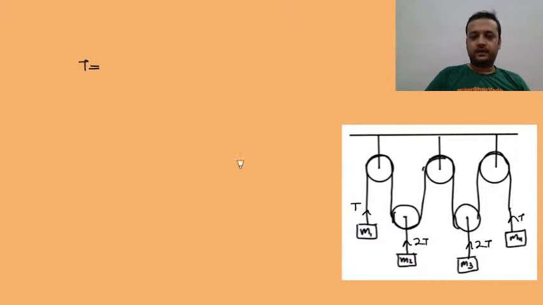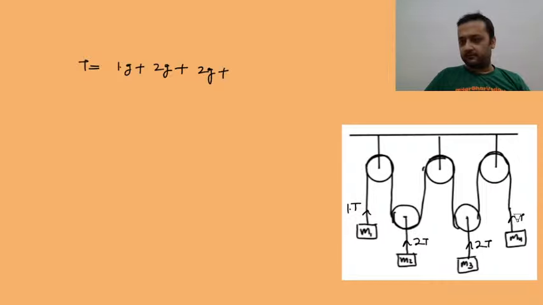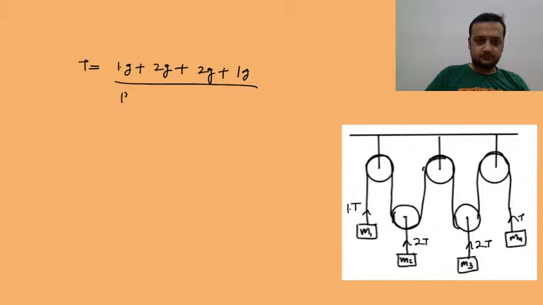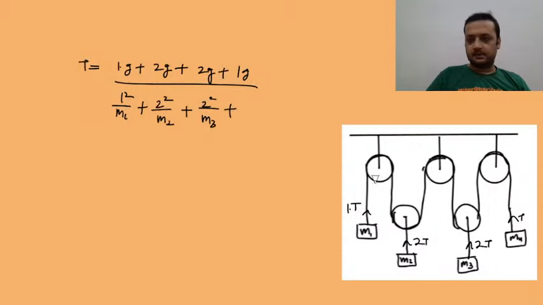Now, how to write the value of T? Very simple. Here the number is 1, here 2, then on M3 it is 2, and then on M4 also it is 1. So 1 into gravity, then 2 into gravity, then again 2 into gravity, then again 1 into gravity, divided by 1 square by M1 plus 2 square by M2 plus 2 square by M3 plus 1 square by M4. This will be the value of the tension.